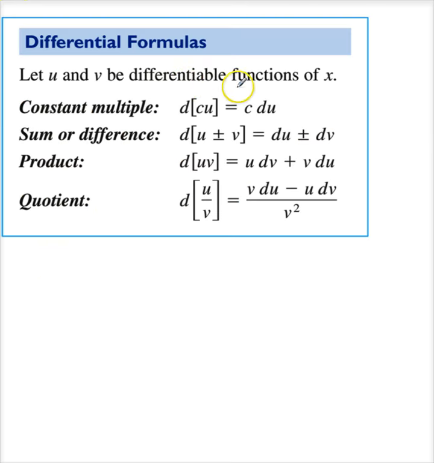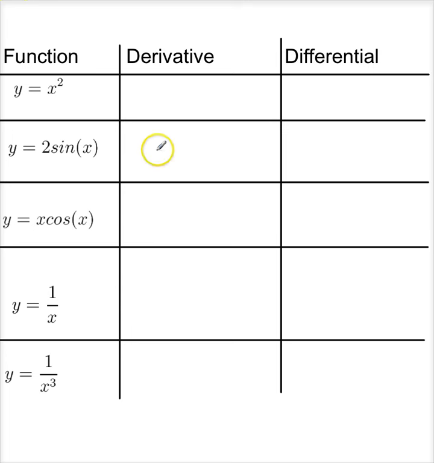So for differential formulas, if I multiply a function by a constant, the differential of that is a constant times du. I can add differentials. I have a similar product rule for differentials as I did for functions, and the same thing for the quotient rule. So let's do a little practice.